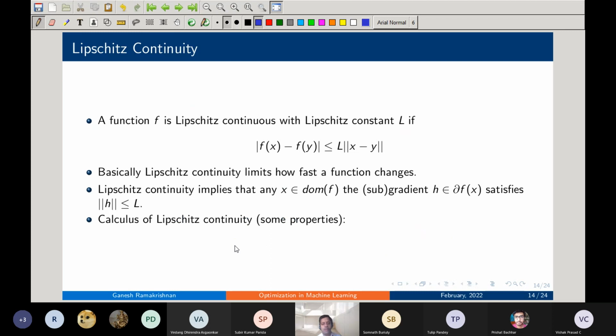So let's move on to calculus properties. What properties would you expect? I want to keep this a bit interactive. I've given you some idea already. If you take the sum of two functions, would it be Lipschitz continuous? Anyone?